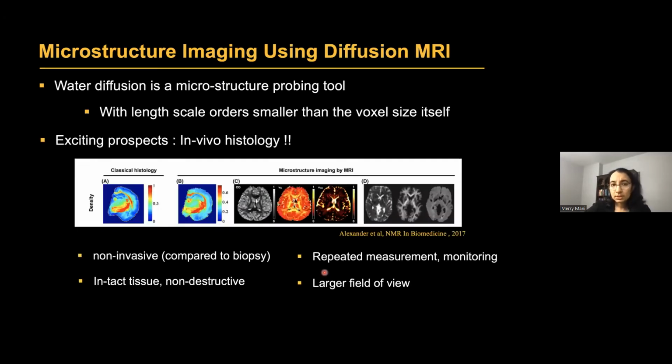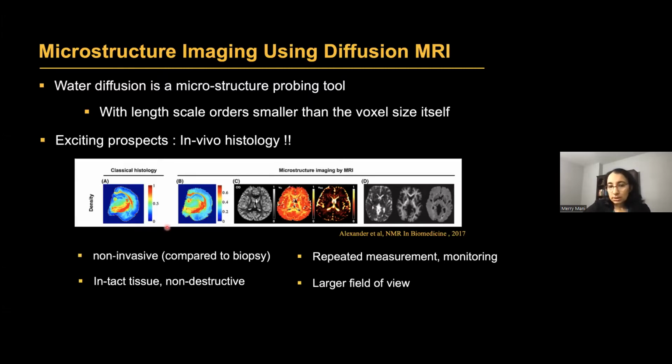So that opens up some exciting prospects. We can now talk about things like in vivo histology. These are images that I have taken from a recent paper in NMR in Biomedicine, which shows that we can get information similar to a classical histology from microstructure imaging.